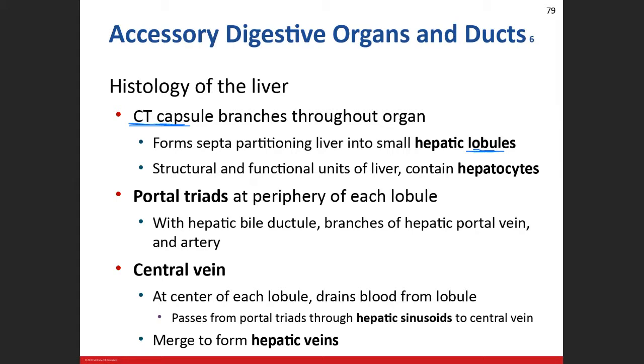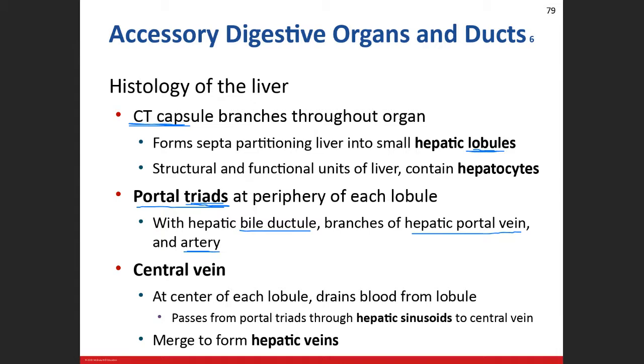But we got to talk about a few structures here. First, you have a portal triad. A triad is a structure of 3, and that's going to include a vein and an artery, so the hepatic portal vein and the hepatic artery, and then the third structure is what we call a bile ductule. Because the liver is making the bile and excreting it into the gallbladder, so the gallbladder can then concentrate it and store it for when the time is right, when you eat a fat-rich meal. At the center of these lobules is the central vein.